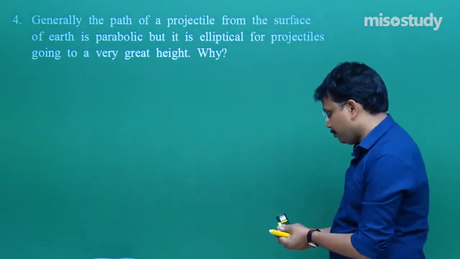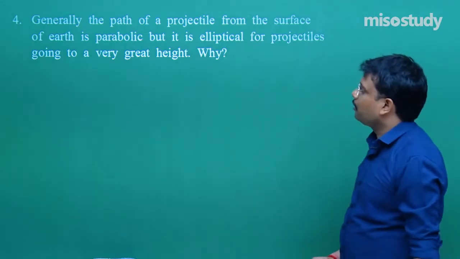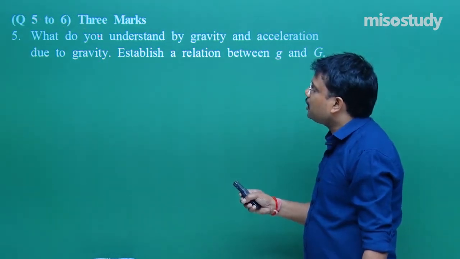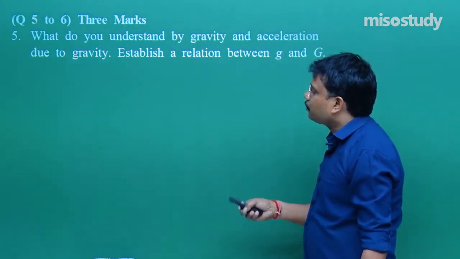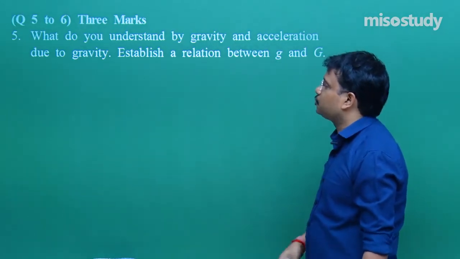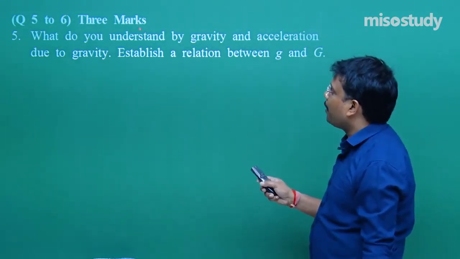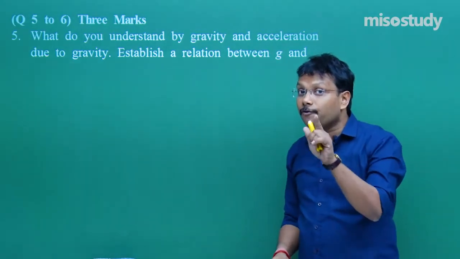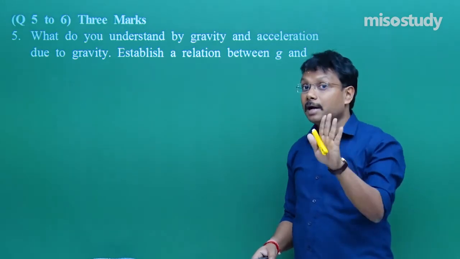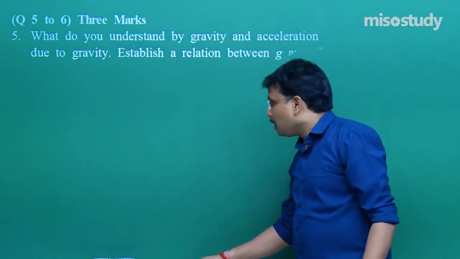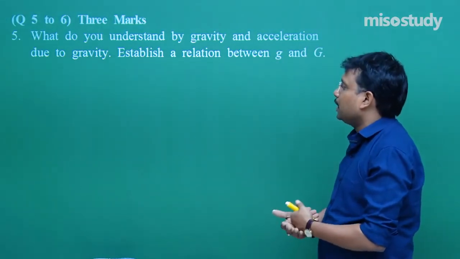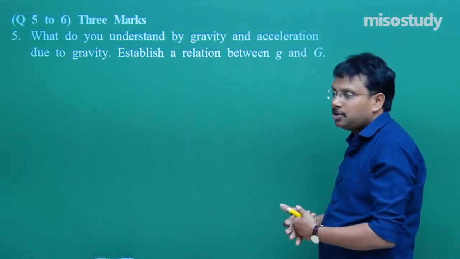Now students, let's move to question number 5. Now here once again read the instructions carefully. Question number 5 to 6, 3 marks each. Fine. So question number 5 to 6, 3 marks each. Be careful about these instructions so that you can confine your word limit, time management. Okay. Now, what do you understand by gravity and acceleration due to gravity? Establish a relation between g and G.